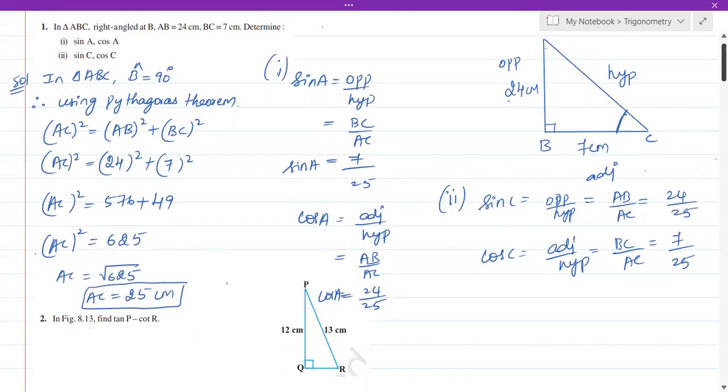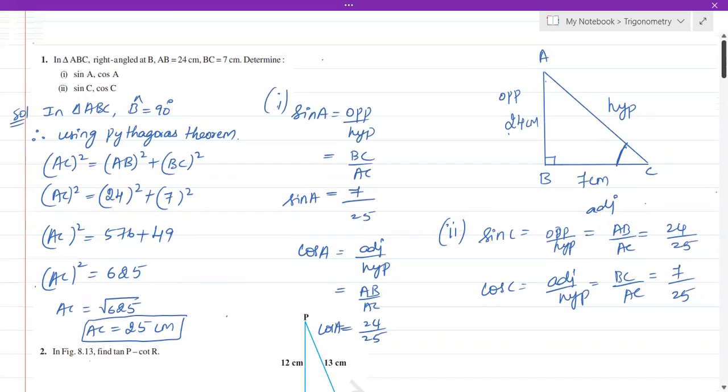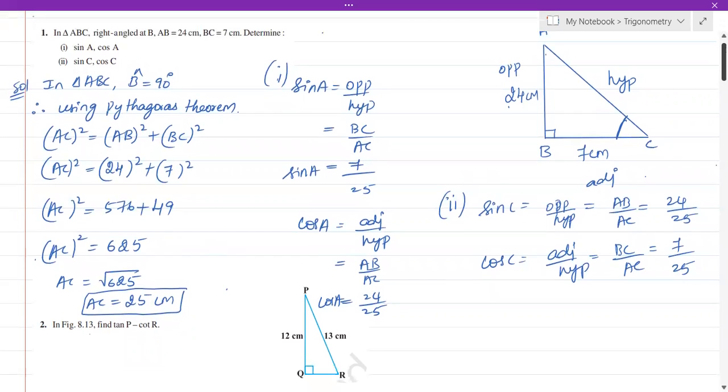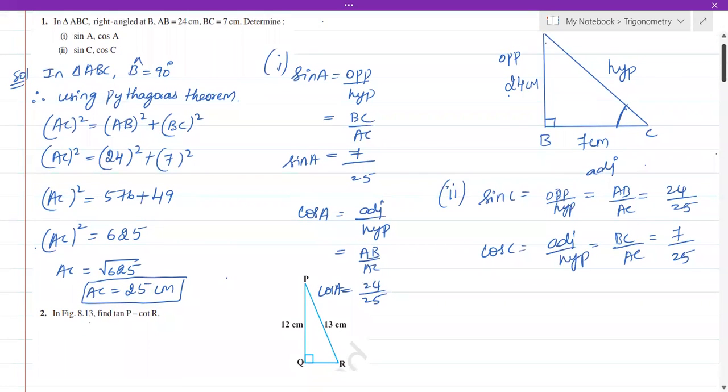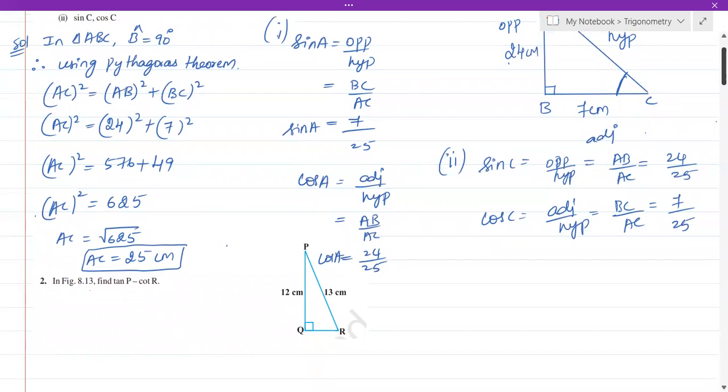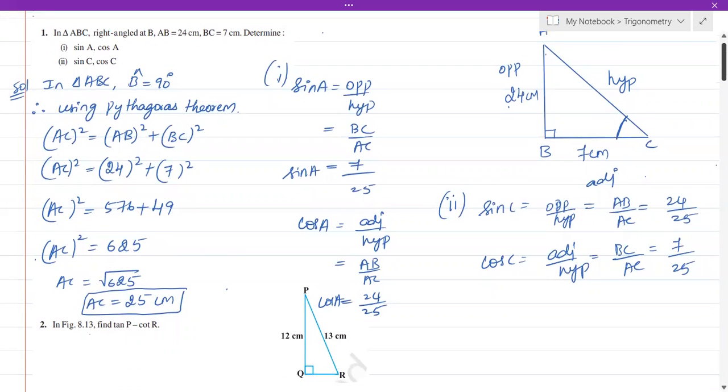What we have done here is two sides of the triangle were given. We found the third side using the Pythagoras theorem. Once we know all the sides, we can easily find whichever ratio they've asked for. So here they've asked for sine. So sine is basically opposite by hypotenuse.